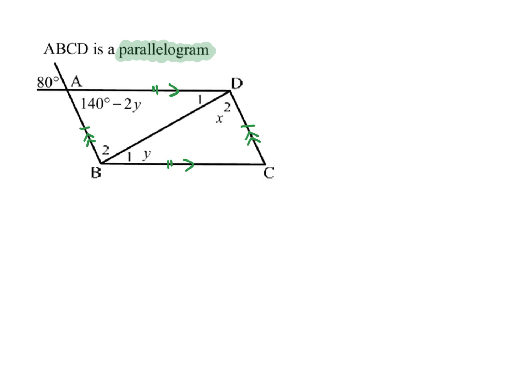One of the first things I notice here, though, is that I have vertically opposite angles. So here in the corner, I have a purple bow tie, and that is going to help me to solve for y.